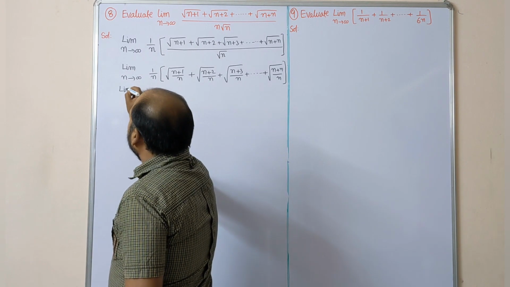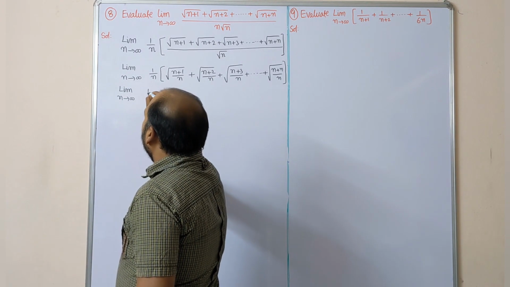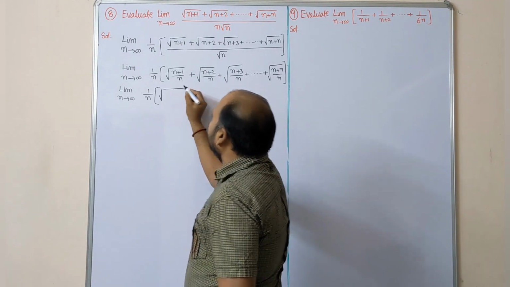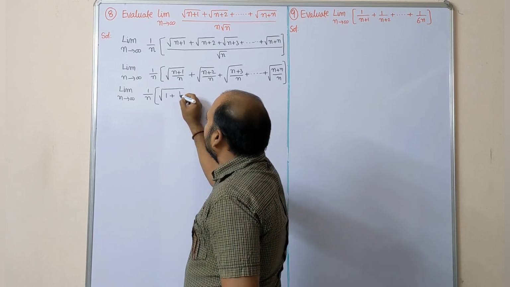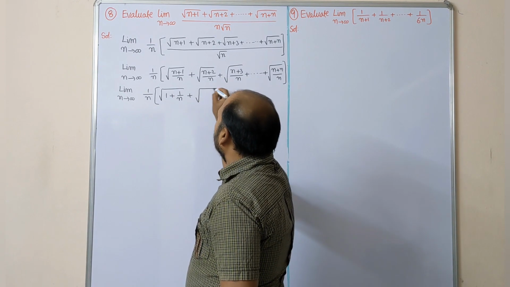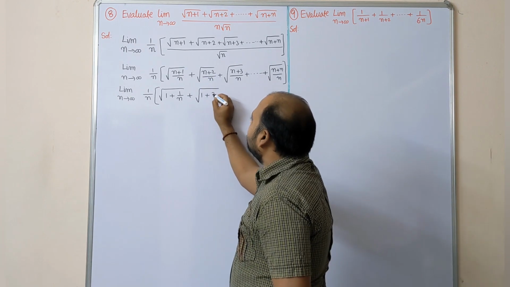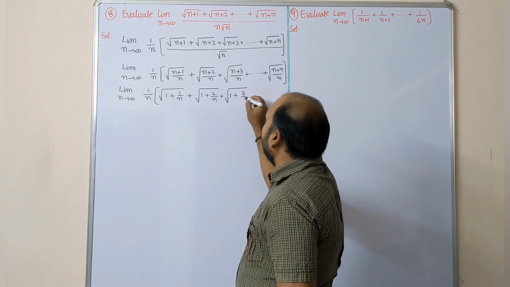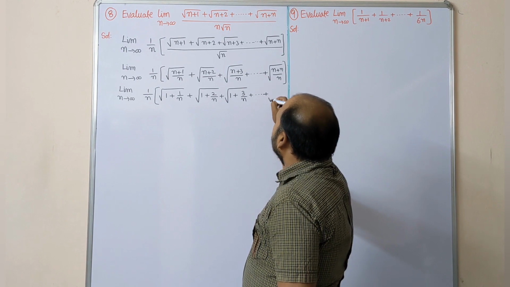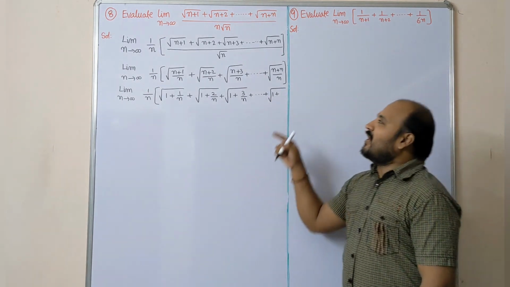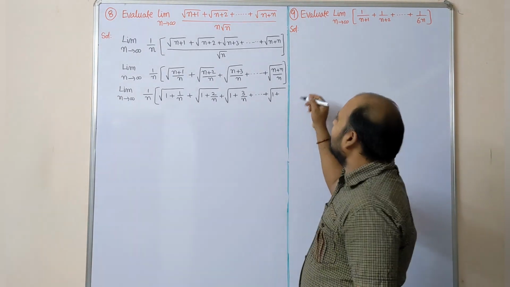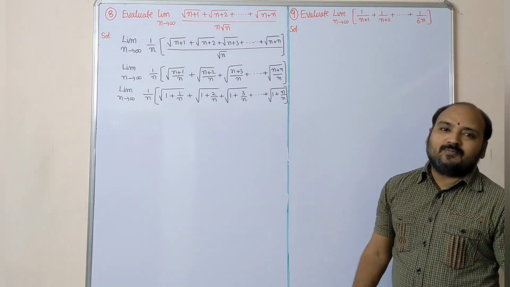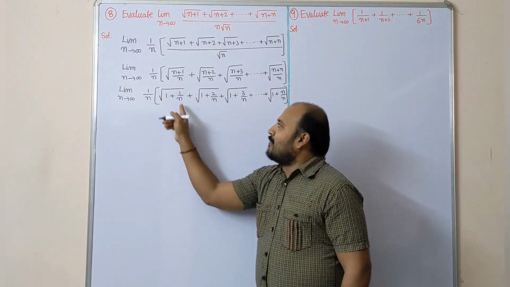Now limit n tends to infinity 1 by n. We can write the first term, n by n is 1, so root of 1 plus 1 by n, plus root of 1 plus 2 by n, plus root of 1 plus 3 by n, plus and so on, the last term root of n by n is 1. Sir, why are you not writing here n by n is 1? The last term n by n is also 1. But observe carefully: 1 by n, 2 by n and so on.